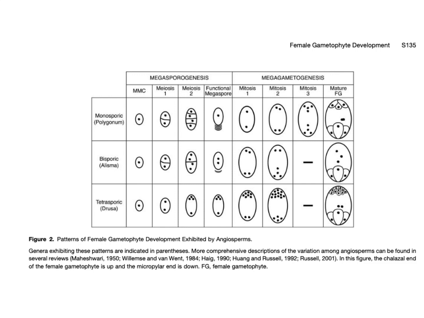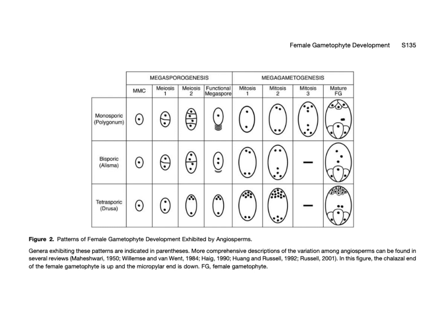In the monosporic pattern, both meiotic divisions are accompanied by cell plate formation, resulting in 4 one-nucleate megaspores. Subsequently, 3 megaspores, generally the micropylar-most megaspores, undergo cell death. In the bisporic pattern, cell plates form after meiosis 1 but not meiosis 2. So the result is two-nucleate megaspores, one of which degenerates.